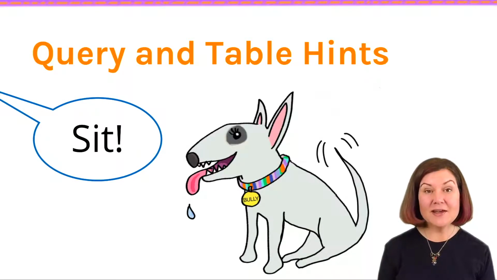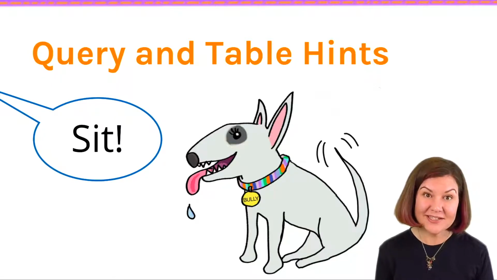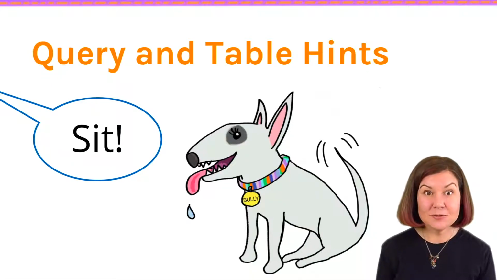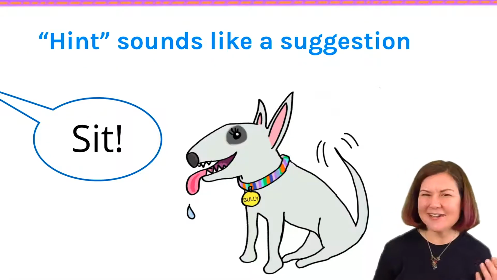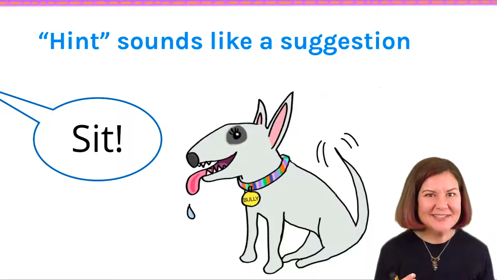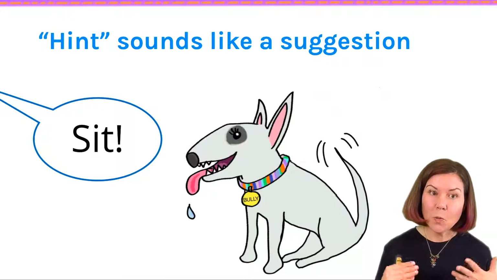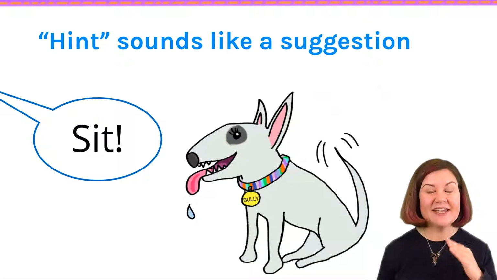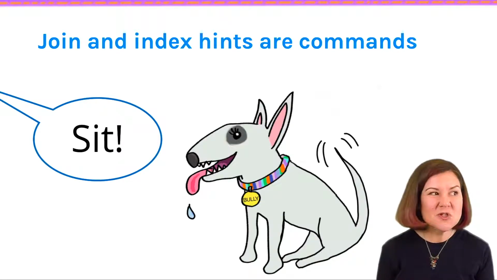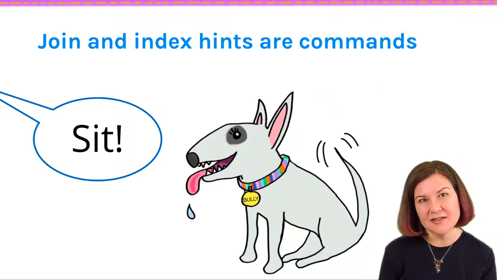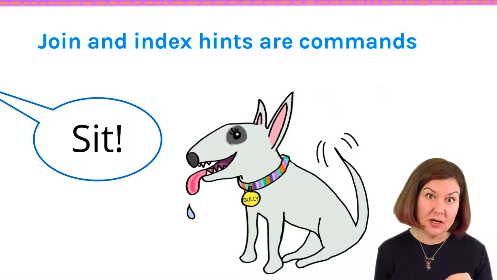SQL Server offers a wide variety of query and table hints for you to use to influence how your query execution plans are generated. Now, the word hint sounds kind of squishy, and when I say influence, that sounds kind of squishy too, but make no mistake, when you use hints, you are taking a very strong stance. Let's say you use a join hint or an index hint. You're really directing the SQL Server about what its options are.